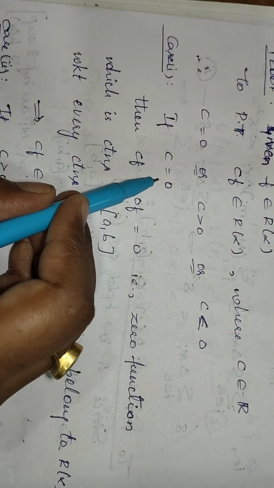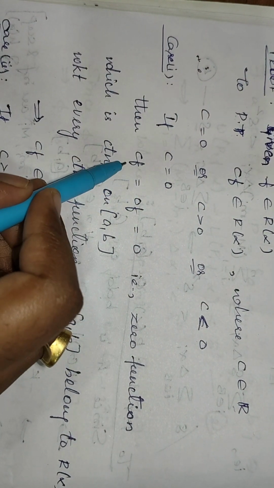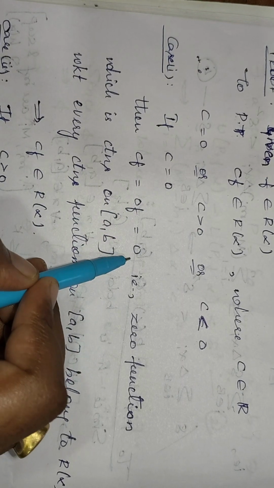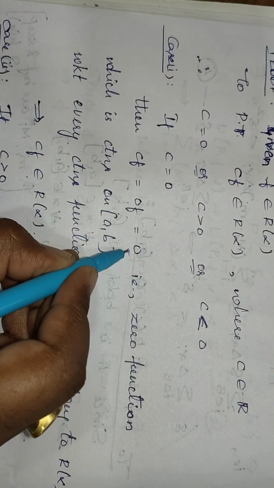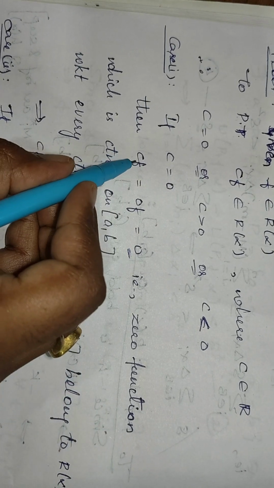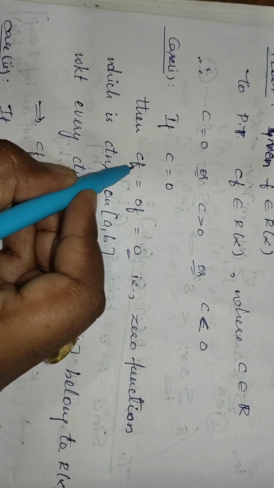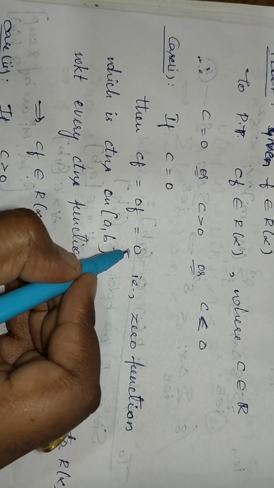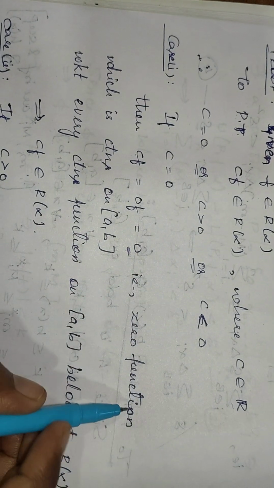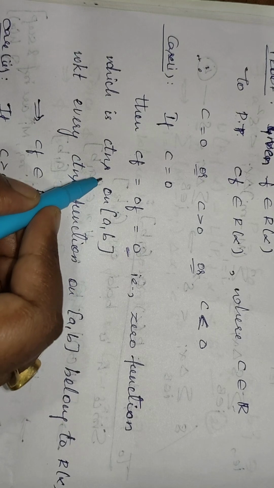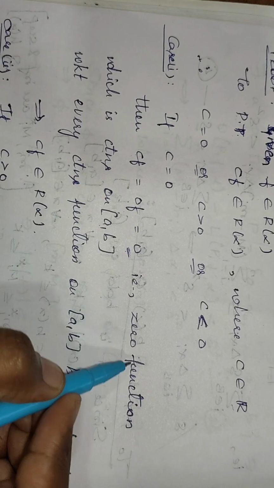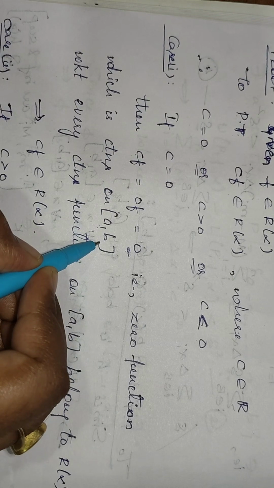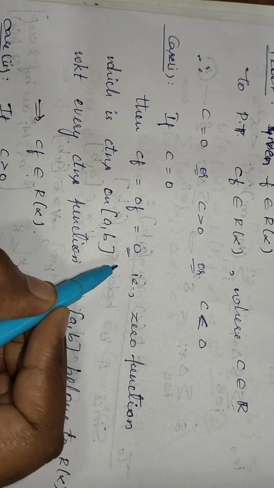Okay, now case 1. If C is equal to 0, then Cf is equal to 0 into f, which is equal to 0. It's a 0 function. See, I am multiplying this real number 0 to some function f. So that becomes a 0 function. Okay, so 0 function which is continuous on closed interval AB. So 0 function is always continuous on closed interval AB. Okay, it is continuous on all intervals.